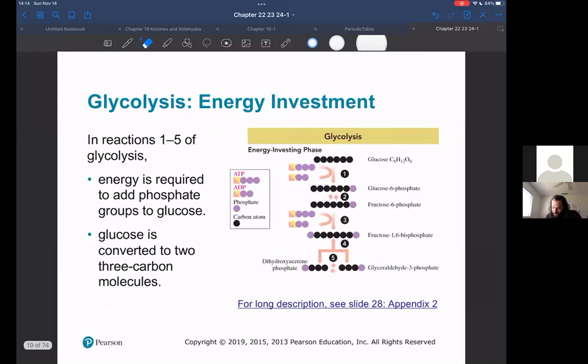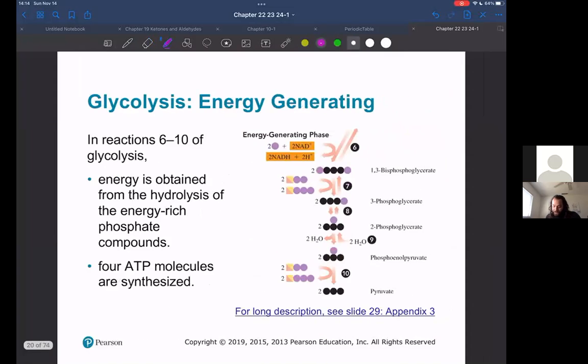And in the last one here, you can see we've actually broken up our glucose from being 6 carbons into these 3-carbon components, which will eventually get converted into pyruvate. The last few steps are what we call the energy generating phase. From this set of steps, you actually create 4 molecules of ATP. So each one of these structures represents 4 ATP.